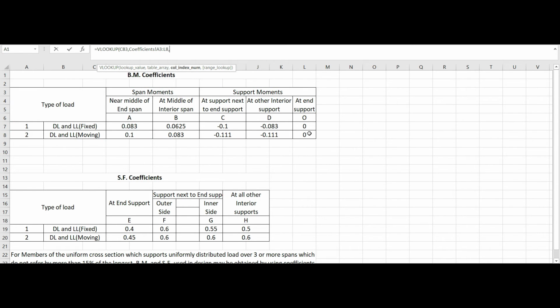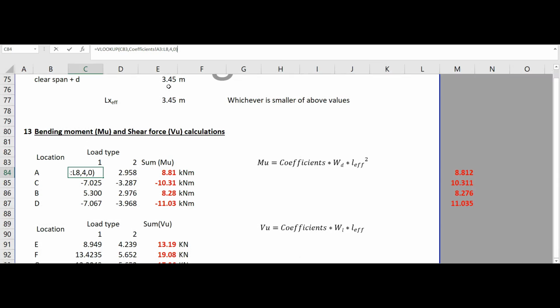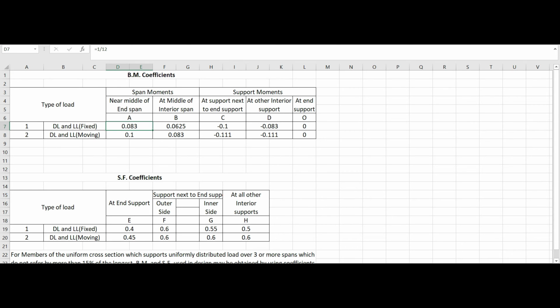comma, column index number. We want the coefficient for the middle of the end span, that is for A. For that the column number is the 4th column, so here we will type 4, and as we want the exact value, here we will type 0. Let's check. Here we got 0.083 as the coefficient directly from this table.